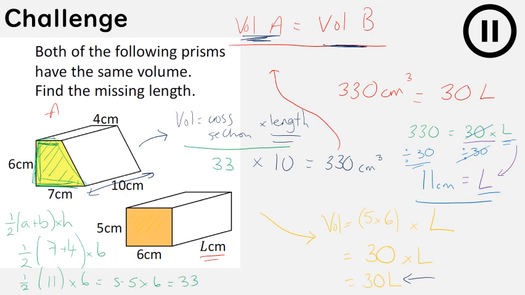I could double check that that's right, because we know that the volume has got to be 330. So I could do 5 times 6 times the 11, which is how we work out the volume of a cuboid, and that does give me 330. So really well done if you got that one. And that brings us to the end of the lesson.